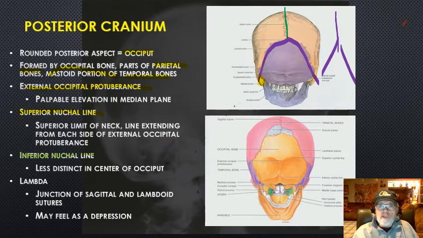So you should be able to look at that posterior cranium. Again, not a whole lot really exciting in there. I definitely think I would know the external occipital protuberance, the superior nuchal line, and the lambda, the junction of the sagittal suture as well as the lambdoid suture.